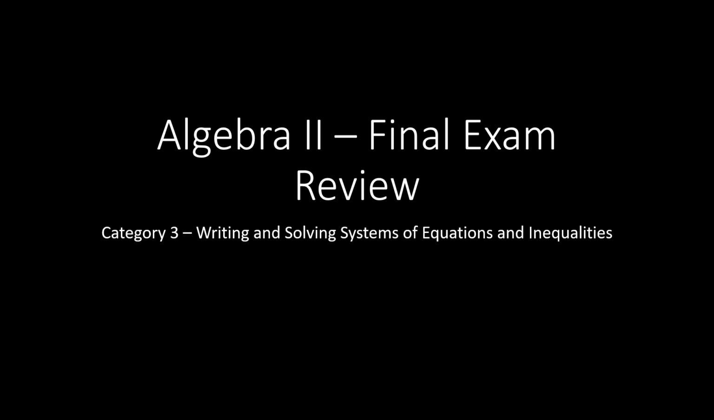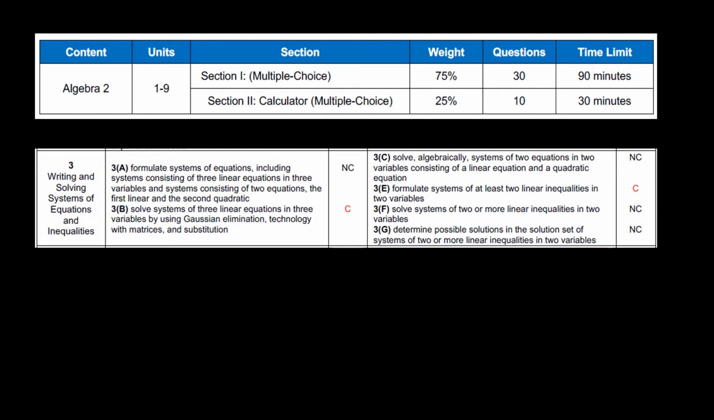All right, everybody, let's go ahead and get started with our Algebra 2 final exam review, Category 3. Category 3 is going to be going over writing and solving systems of equations and inequalities. So let's go ahead and get started. Just a review: you are going to have 40 questions that need to be done in 2 hours. So again, this prep is to kind of speed up our process of work here.